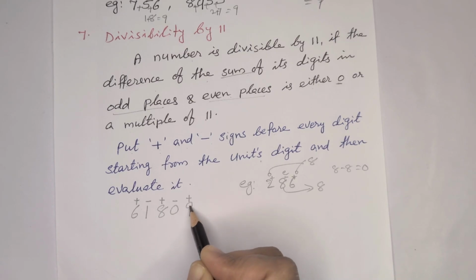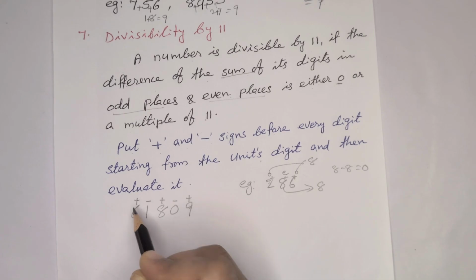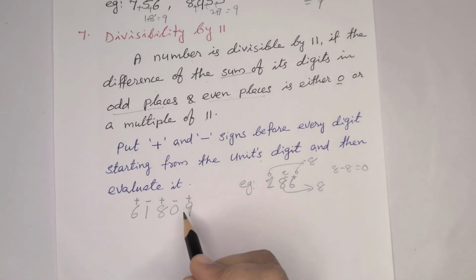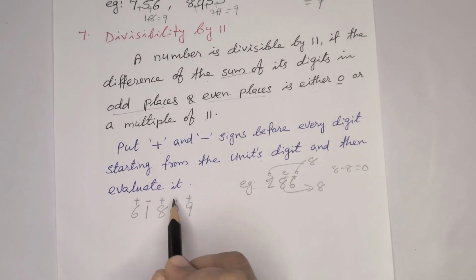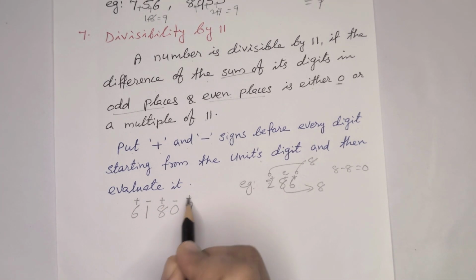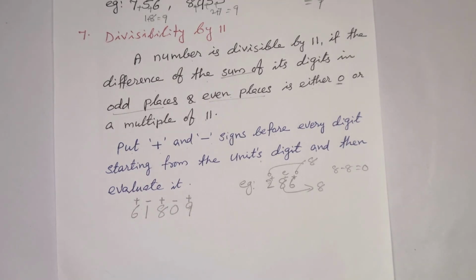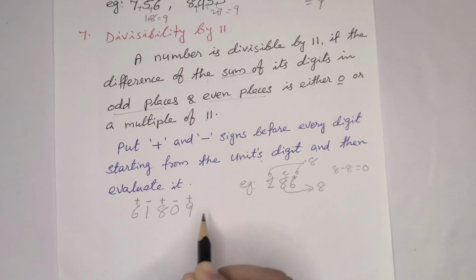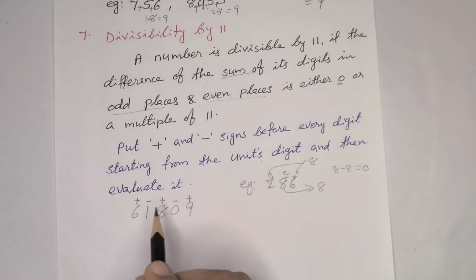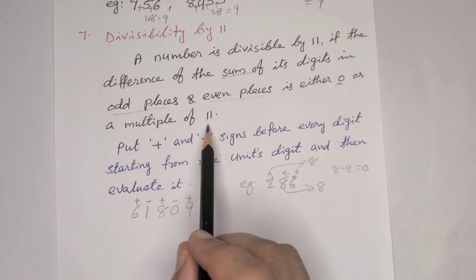Odd place means 1st, 3rd, 5th, 7th digit, like that. Even means 2nd, 4th, 6th, etc., from right side to left. We can write odd, even, odd, even, odd, even, the same way, or put plus, minus, plus, minus, plus. Whatever we are doing, take the odd place digits together and even place digits together, add that, then find the difference and check whether that difference is 0 or a multiple of 11.